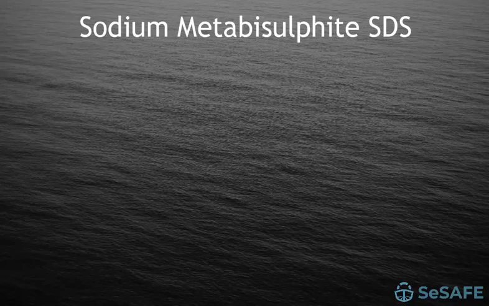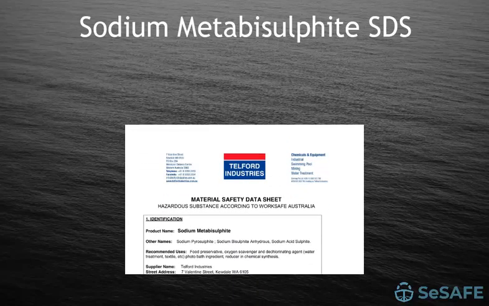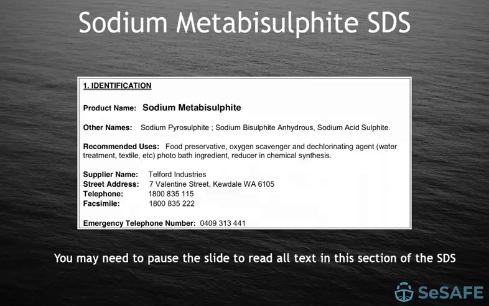Let's take a look at an example of a safety data sheet for a chemical substance commonly used in prawn trawl fisheries. The chemical we will look at is sodium metabisulfite. In this instance, the SDS consists of 14 sections. Section 1 identifies the name of the product, the supplier, what it is used for, and details about the supplier. Here we can determine that sodium metabisulfite is used as a preservative for food, and an antioxidant.